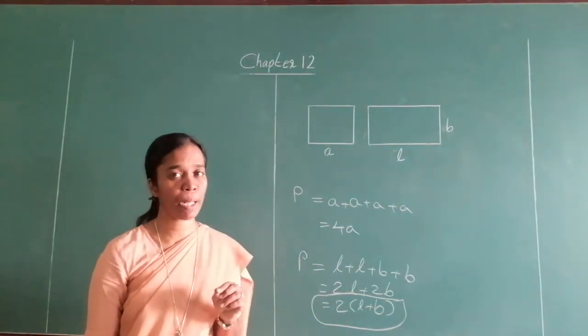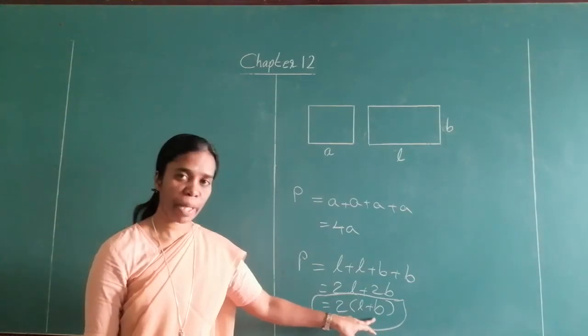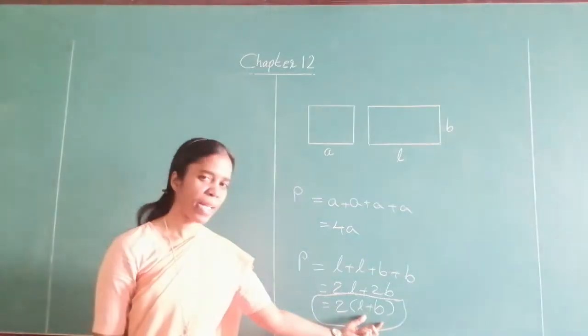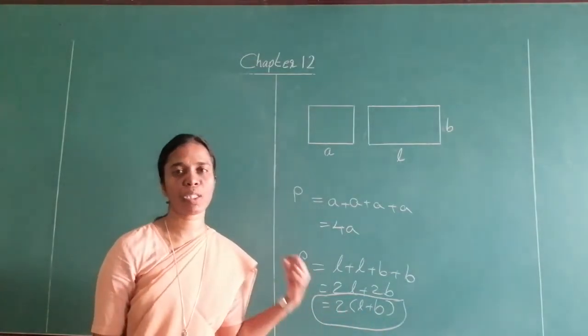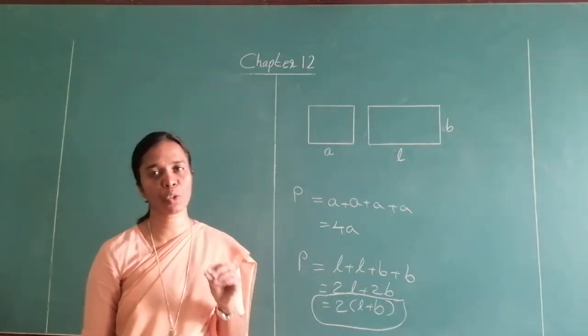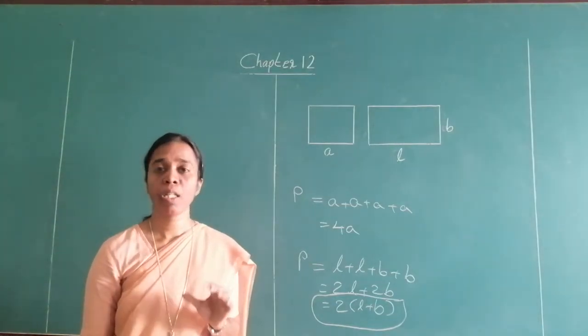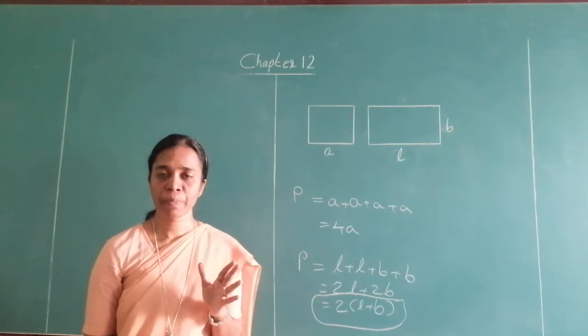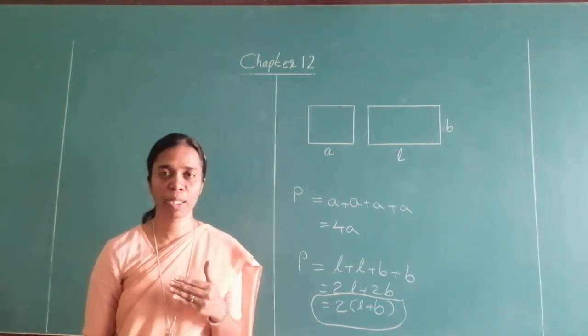Why should you say bracket? Because this has to be in the bracket. So first you have to add them, then multiply by 2. So this is the formula for perimeter of a square and a rectangle. Please write it in your formula points, wherever you write the formulas at the back.